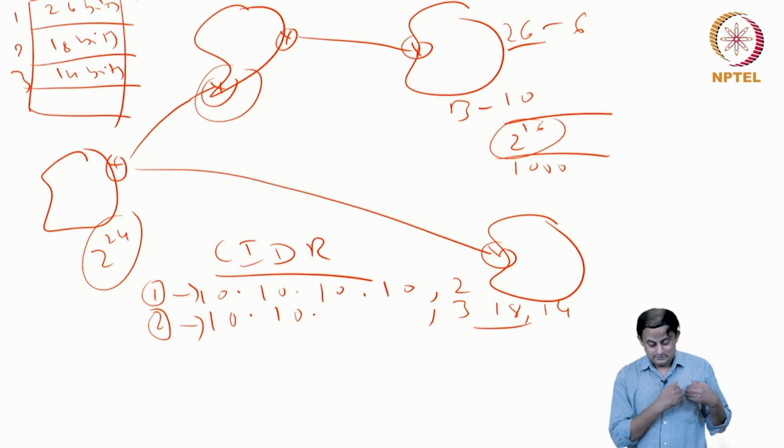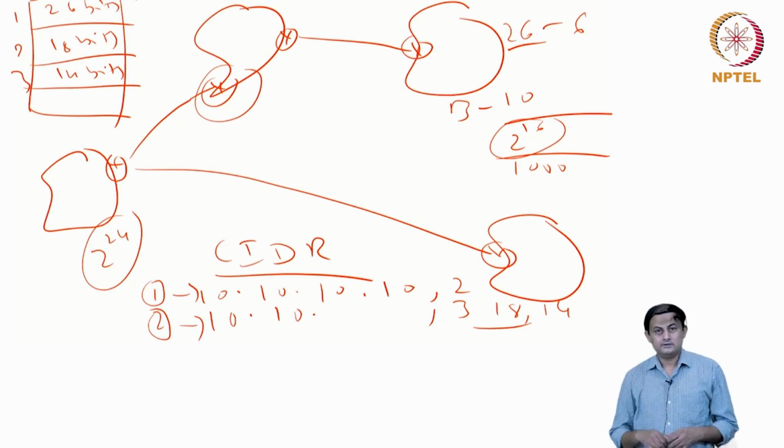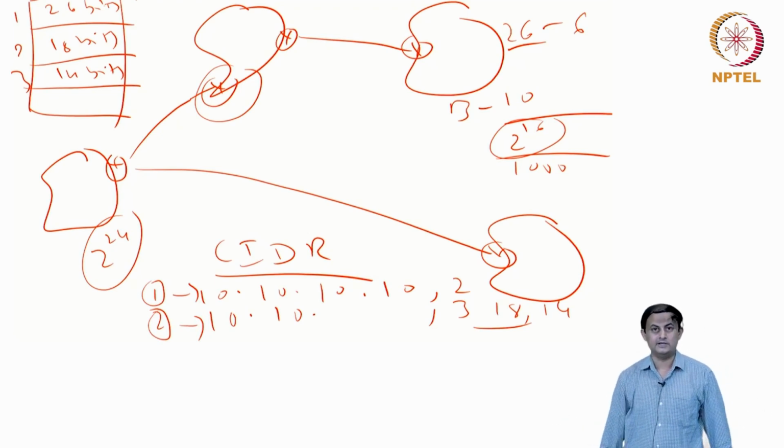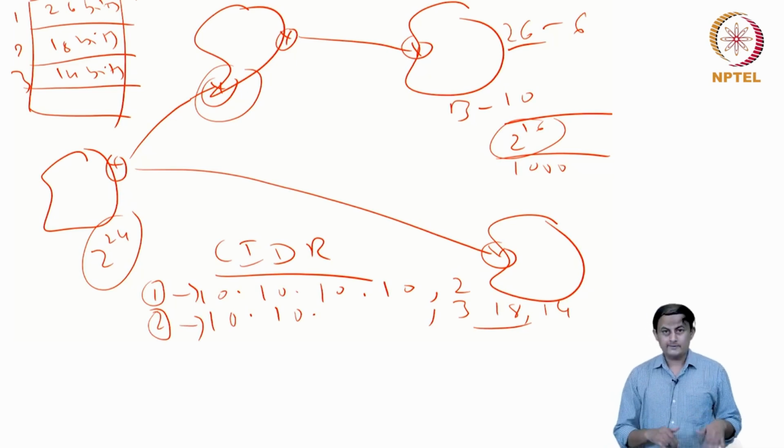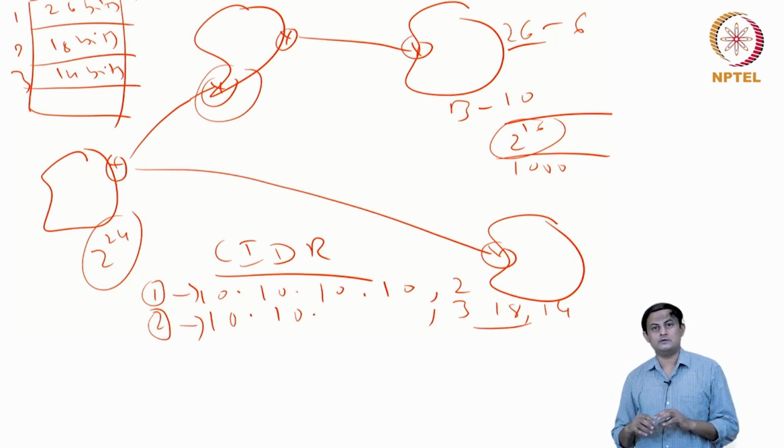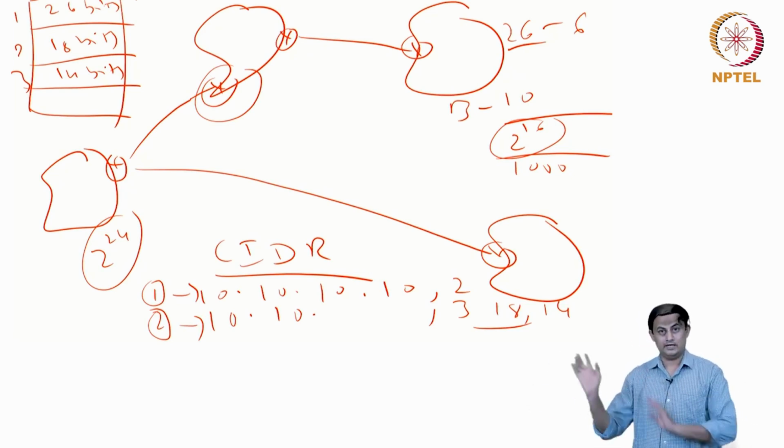And the answer to this is, routers are supposed to do longest prefix matching, meaning that if I find an entry in the routing table which is the maximum match with respect to the destination IP address, you follow that.